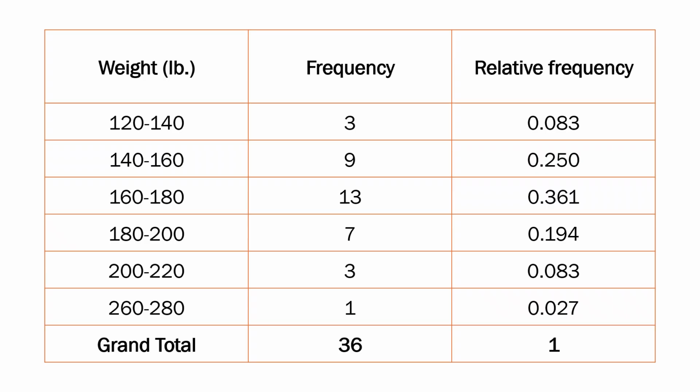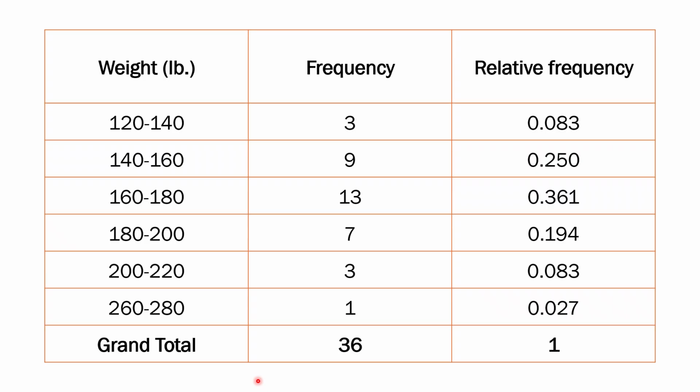All we have to do again is group the data and then go ahead and count the frequency. If we go back to the original and go through 120 to 139.9, we would find three numbers divided by our grand total of 36, and that gives us a relative frequency of 0.083. What you'll see here is that everything fits into only one category, but it's considering all of the decimal places in this.